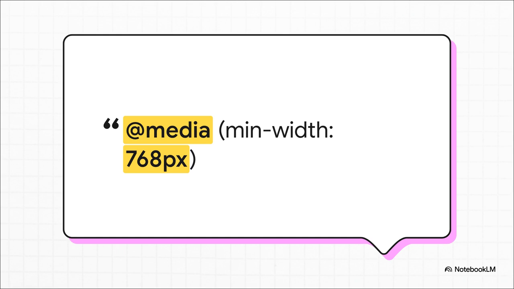This one line of code right here. This is the magic switch. It's called a media query, and it's basically an if-then statement for your design. It tells the browser, hey, if the screen you're on is at least 768 pixels wide, then you can apply a different set of rules.